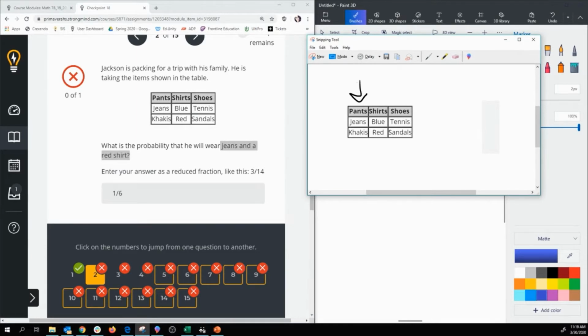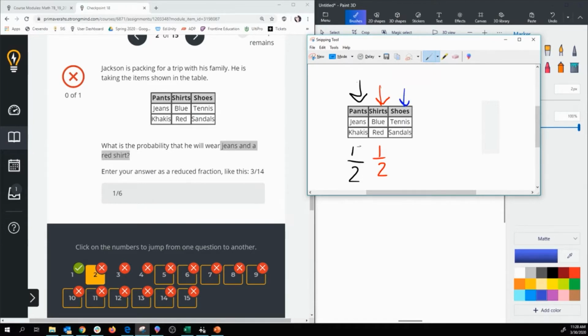He can either wear jeans or khakis. So how many total options does he have? 2, right? So he has 2 total options, but the question is saying he's going to wear jeans. So out of those 2 options, how many of them are jeans? 1, right? So he has a 1 out of 2, or a 1/2 chance of picking jeans. What's the probability of him picking a red shirt? So now we're looking at shirts. What's the probability of him picking a red shirt? 1/2. Perfect.